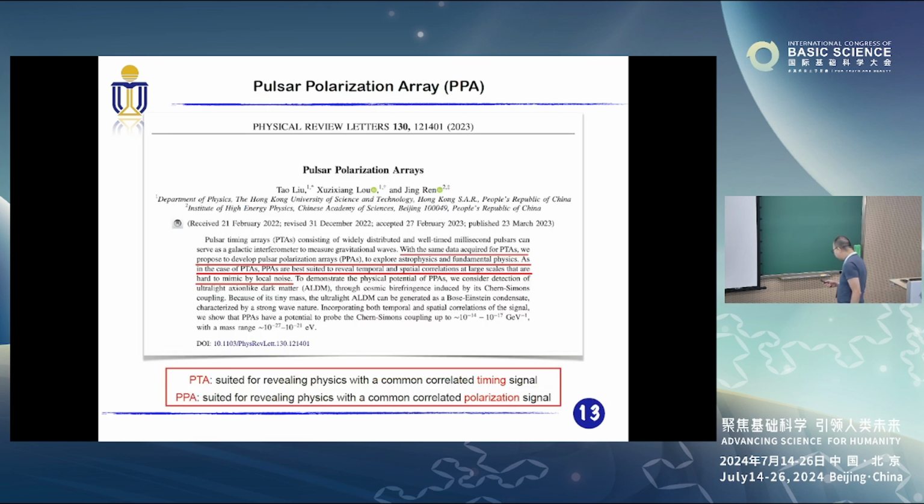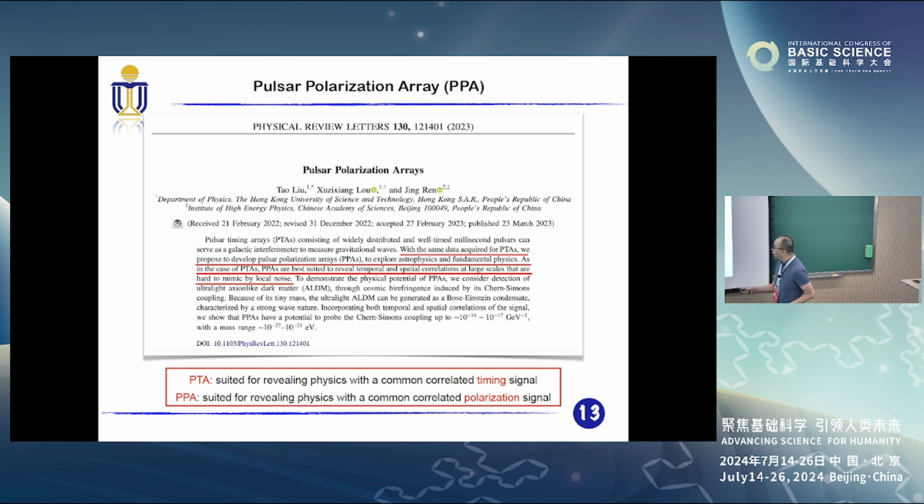And then, motivated by such a consideration, with Luxi Zixiang, who was my undergraduate student and is currently a PhD student at Stony Brook, and also my collaborator, Jing Ren, who is a physicist from IHEP, we proposed to develop the Pulsar Polarization Array. And as highlighted in the abstract of this paper, with the same data acquired for pulsar timing arrays, we propose to develop pulsar polarization arrays to explore astrophysics and fundamental physics.